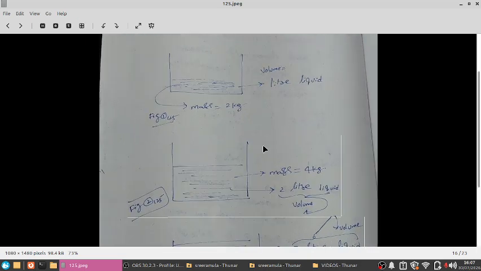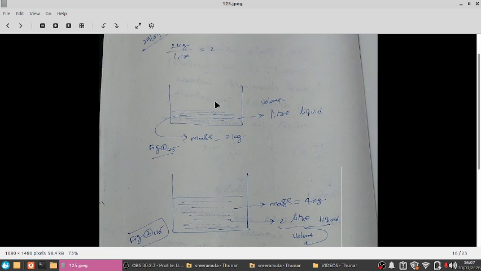Now take this one. We have taken a liquid. Liquids are many: palm oil, groundnut oil, coconut oil, water, petrol, diesel. Like that, so many liquids are there. I have taken one kind of liquid, 1 liter, meaning the volume of the liquid is 1 liter. I have taken that liquid in a container, and its mass is measured using a weighing machine. The weighing machine reads 2 kgs. So for 1 liter, the mass is equal to 2 kgs.